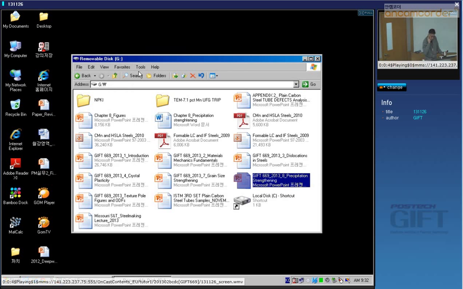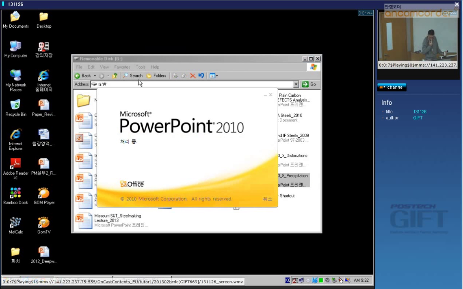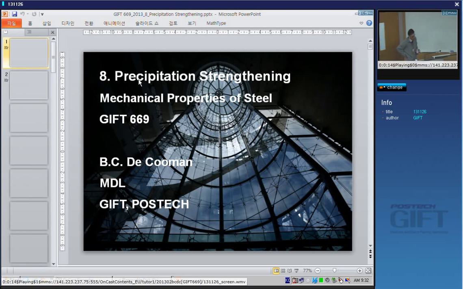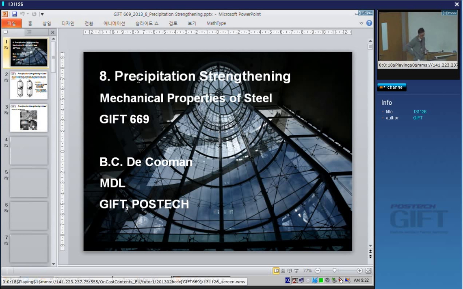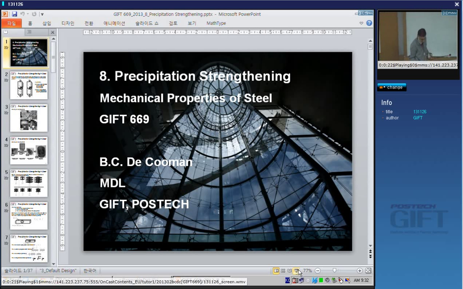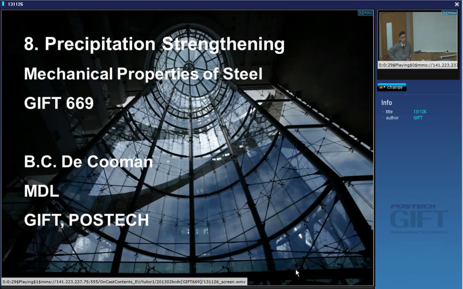So today we will be starting a new chapter on precipitation hardening in steels. Those of you who've ever taken an introductory mechanical metallurgy or materials science class on mechanical properties of materials will know that that is a very common way used to harden alloys, and we also use precipitation hardening in steel.